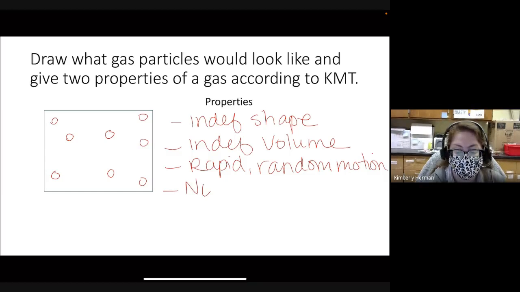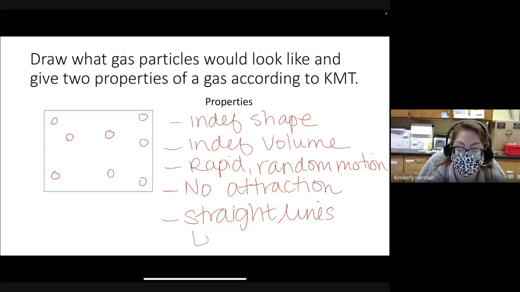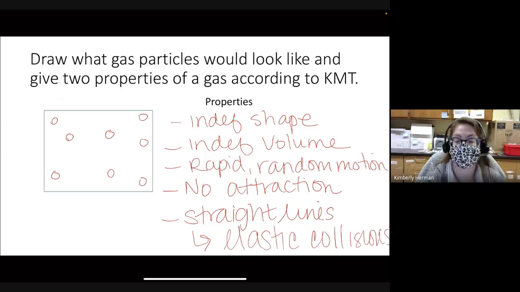There's no attraction to their fellow gas particles, so they're not bound like liquids or solids to feel their neighbor. And we'll see that they move in straight lines until there's a collision, and we call that collision an elastic collision. What an elastic collision is, is that it's just going to hit and bounce, hit and bounce. Gas molecules are currently hitting you and bouncing off of you.